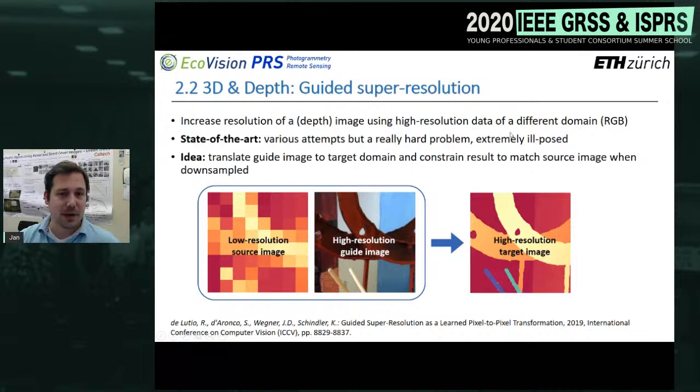And this is an extremely ill-posed problem. Our idea is different from what is out there at the moment. Basically, we translate the guide image directly to the target domain. So we directly learn what RGB value relates to what depth value. And then we constrain the result by matching it back to the source image, to this downsampled image.